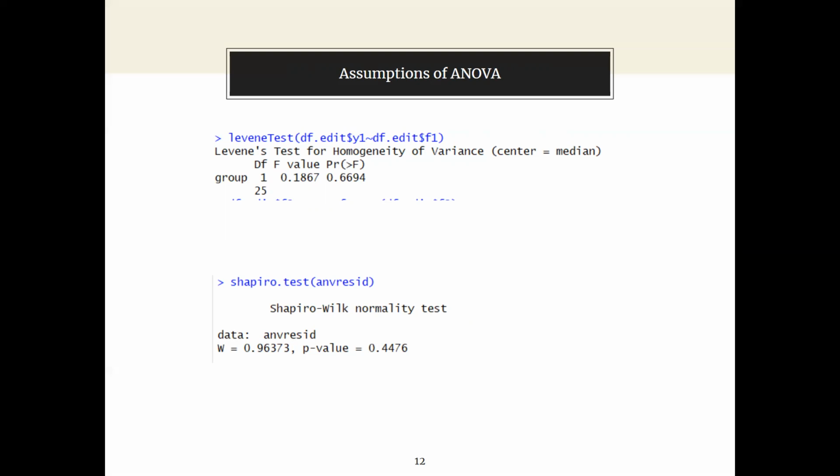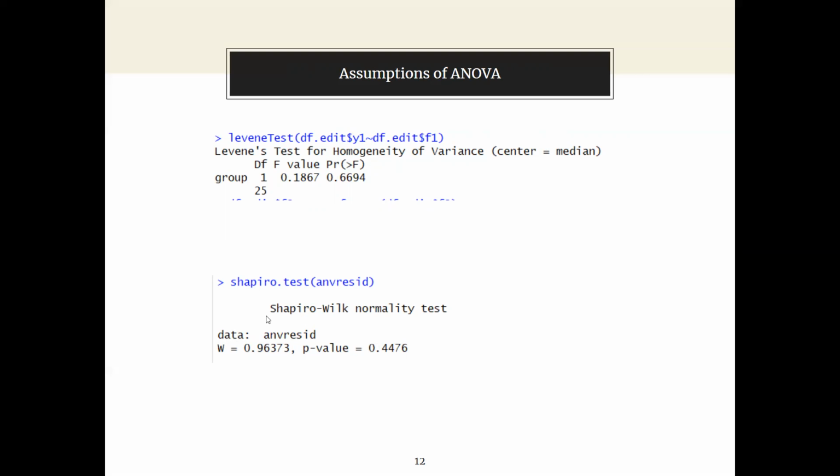And you can see here, if we look at our p-value, we have a 0.6694, which is nowhere near significant, so we are good. Significance in this case would mean that we have a significant difference in our variance, which is not something we want. So in this case, non-significance is a good thing.